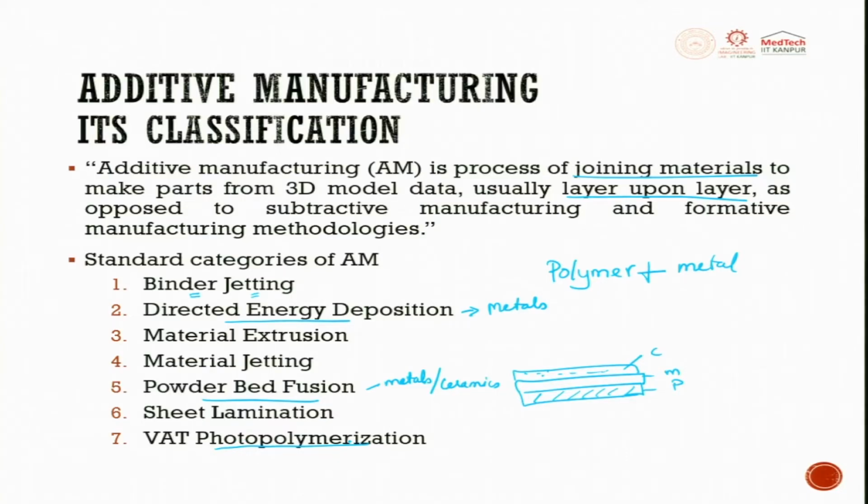So, by and large, when we look into metals, we will be looking into classification 2 in detail, 5 in detail, sometimes 4, very little 6. Today, classification 3 is also very commonly used for metal printing. So, I would like to add this also. So, classifications 2, 3, 4, 5, 6 will be exhaustively used for metal additive manufacturing.